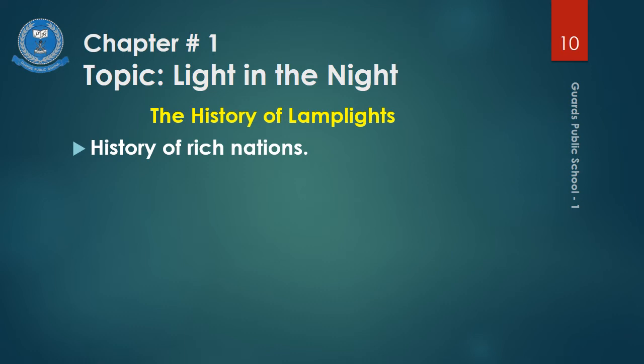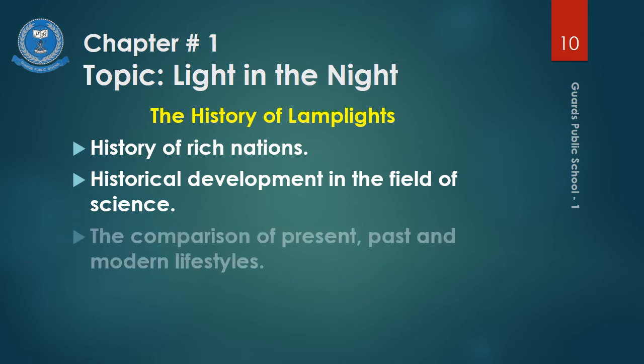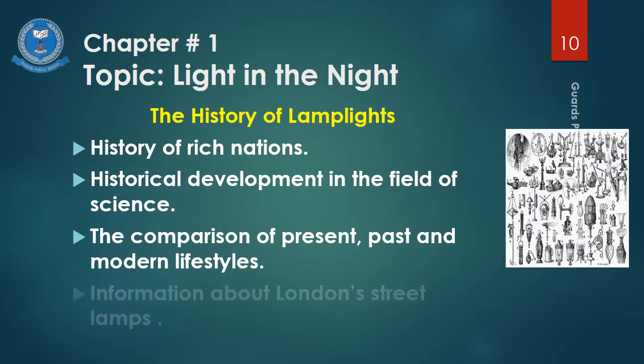It also provides historical development in the field of science as these cities achieved scientific development with the invention of street lamps and with their gradual transformation from oil to gas and now electricity. It describes comparison of present, past and modern lifestyle. Besides this, it provides information about London's street lamps.